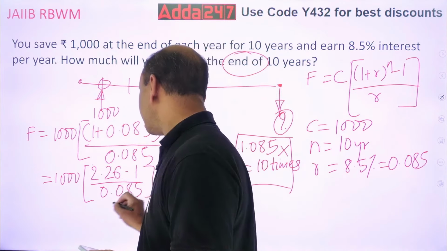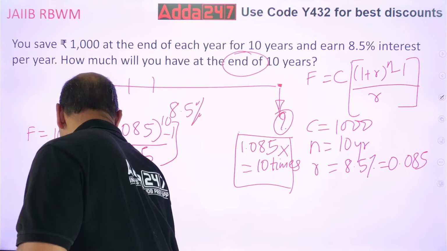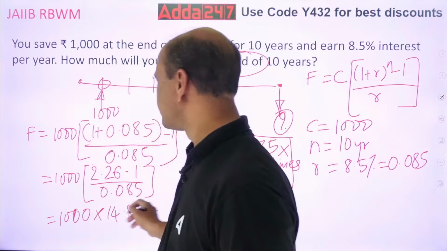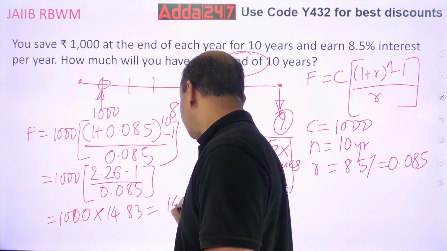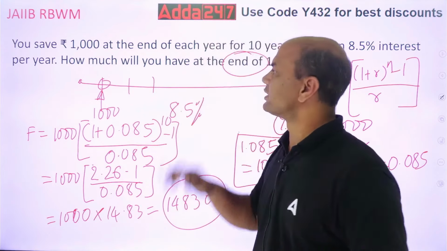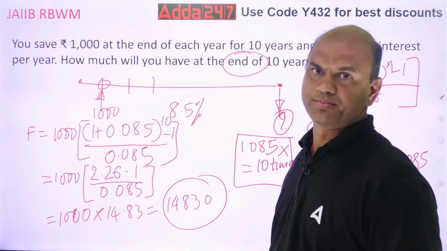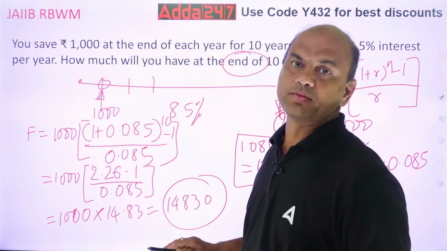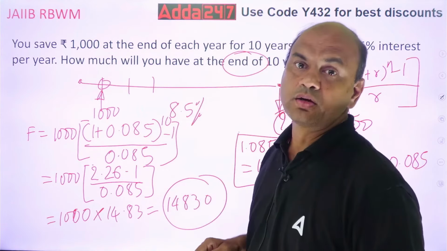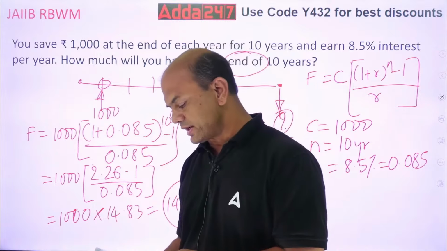So it is 1000 into 14.83. That is equal to, multiply this with 1000, 14,830. This is the amount you will have at the end of 10 years if you are getting an interest of 8.5% and investing 1000 for 10 years. So roughly you will be investing 12,000, right? And what are you getting? 14,830. So you are getting 2,830 extra.